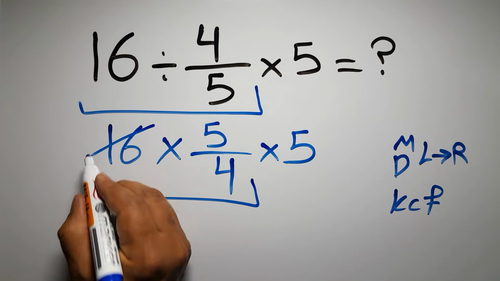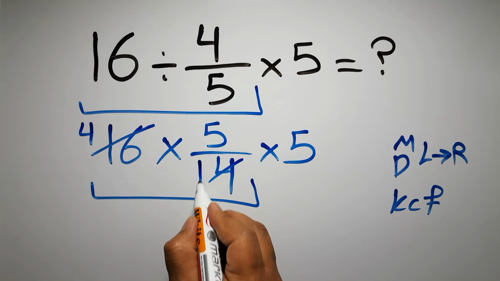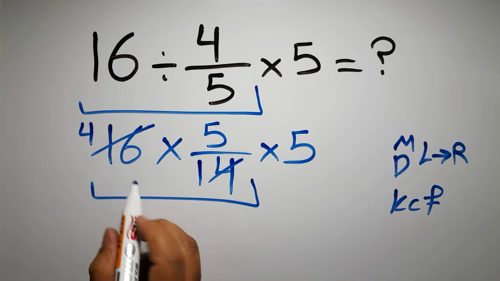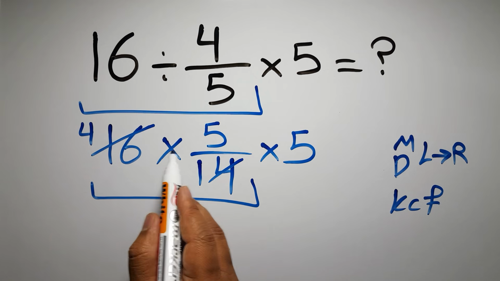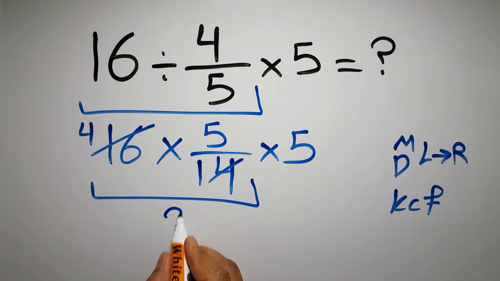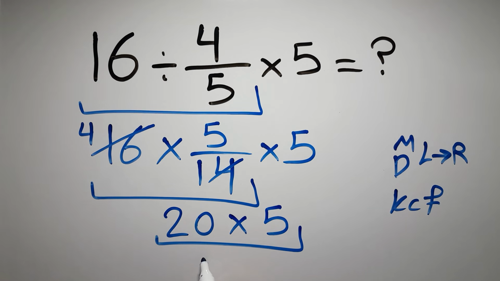And now 16 times 5 over 4. 16 divided by 4 gives us 4, and 4 divided by 4 gives us 1. So here we have 4 times 5, which equals 20. And 20 times 5 gives us 100.